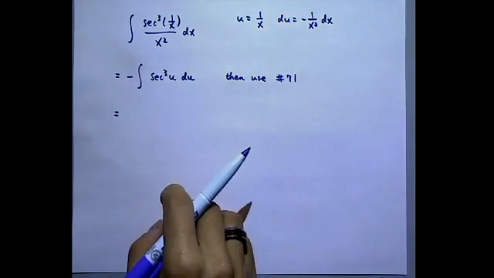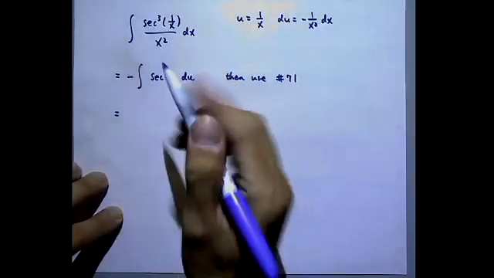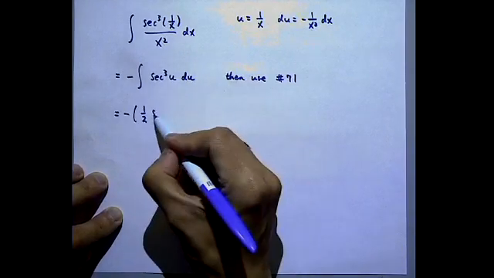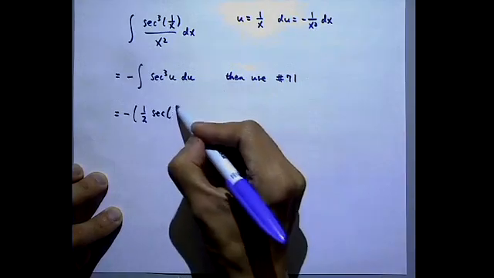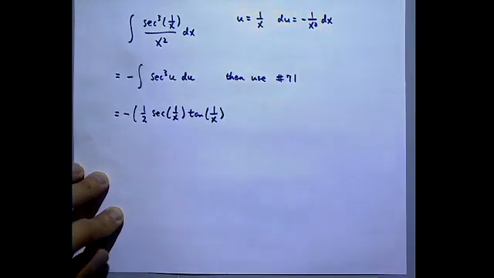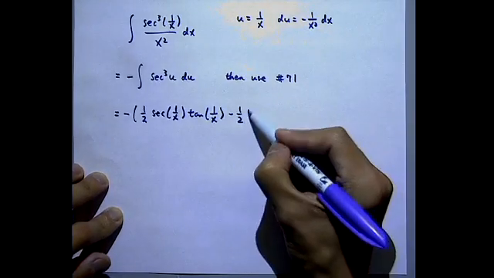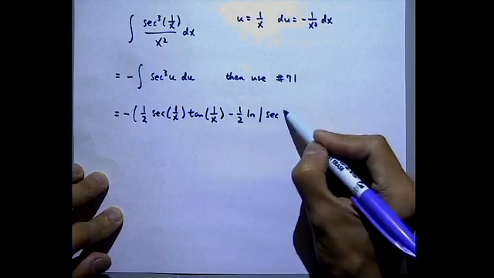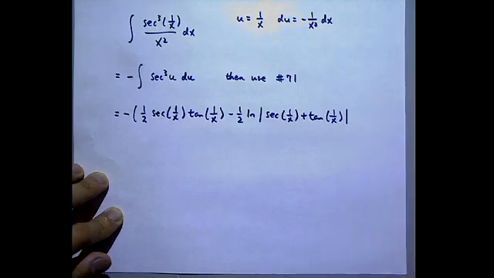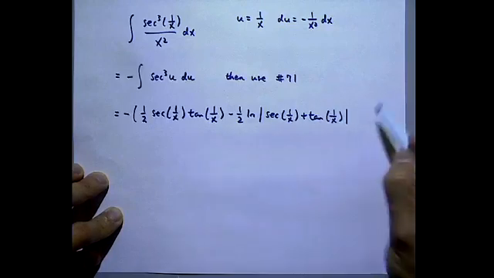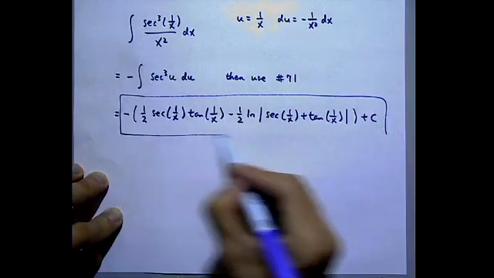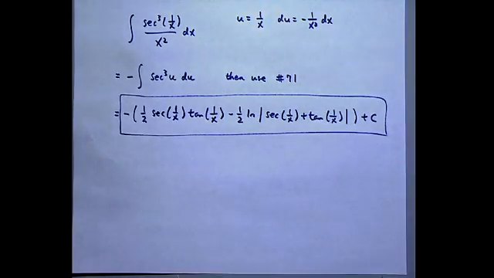So according to the integral table, we get negative 1/2 secant of u tangent of u, and I know that u is 1 over x, minus 1/2 natural log of secant of u plus tangent of u, plus some constant. Okay, and so that's the integral that we wanted to solve.